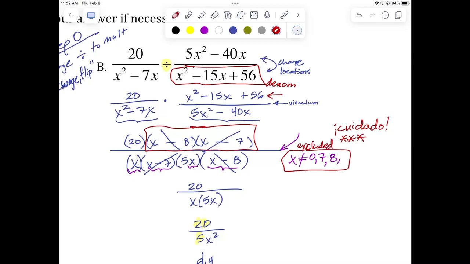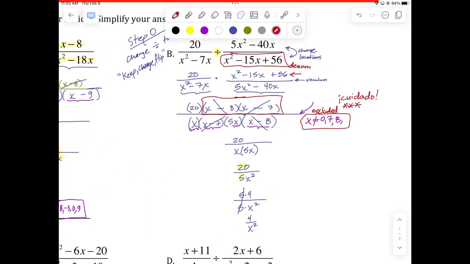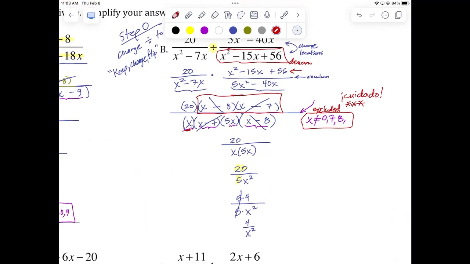What about the 20? No, the 20 is just a 20. 20 is just a number. If it doesn't have a variable, you don't have to worry about it. Oh, and x? We did x twice, so it can't be 0 and it can't be 0. We don't have to exclude 0 twice.